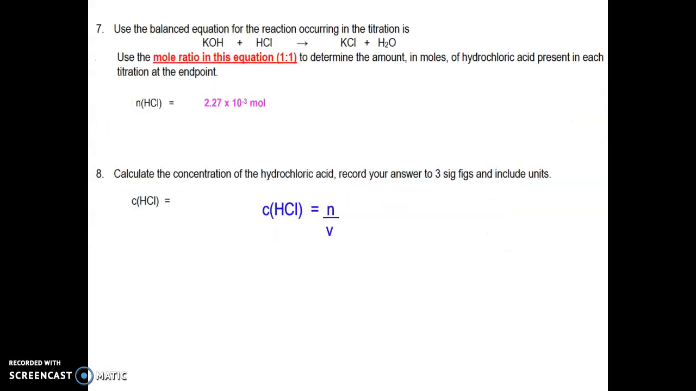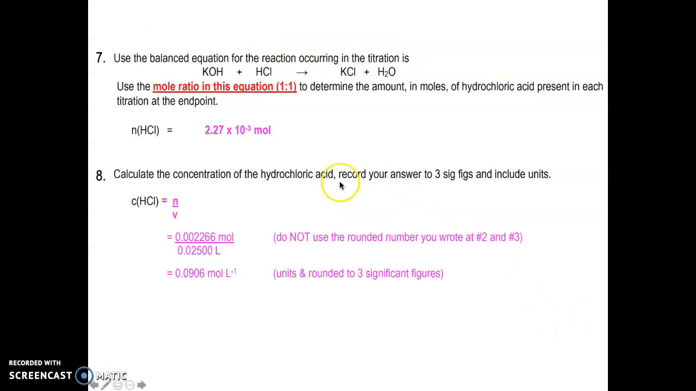So now if we substitute in those values, remember we're using the full number, not the rounded number that we've written in 6 and 7. Just ignore that 2 and 3, that should be 6 and 7. And we're dividing by the volume of the pipette, which was 25 mL, but it again must be in litres. And there you go, there is your final answer. All titration calculations follow a very similar format. This is the format that you'll be getting for your assessment.